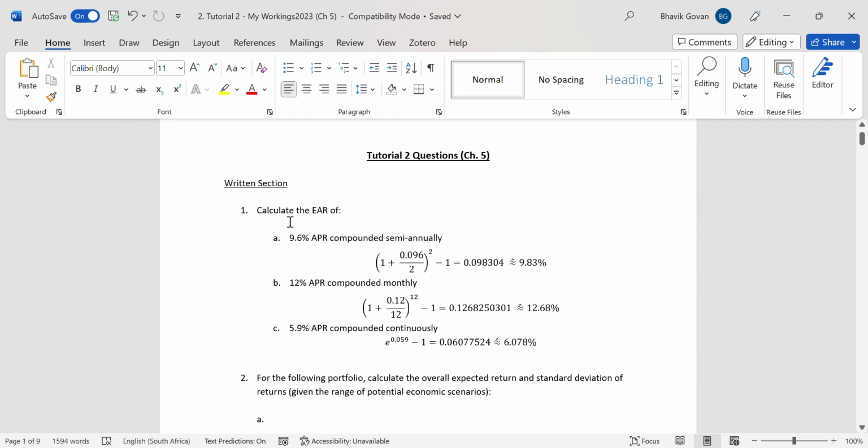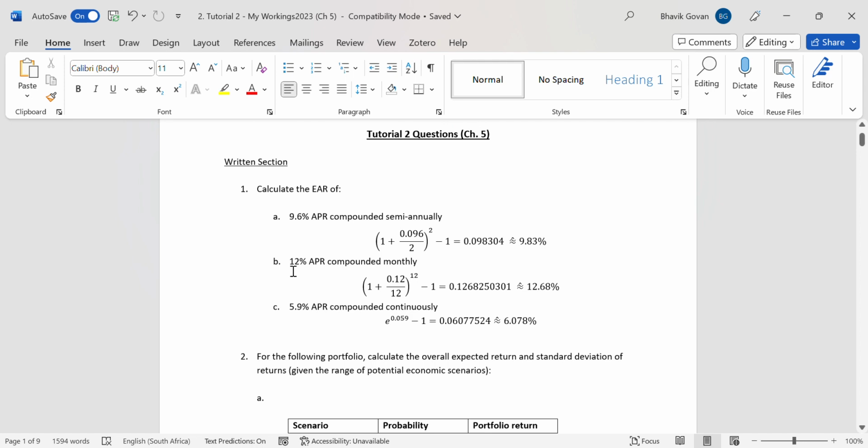The written section: calculate the EAR of 9.6% APR compounded semi-annually. So you just say 1 plus 9.6%, semi-annual means 2, so that's why you divide it by 2, and because it's semi-annual, you'll square it, minus 1, and you get 9.83%.